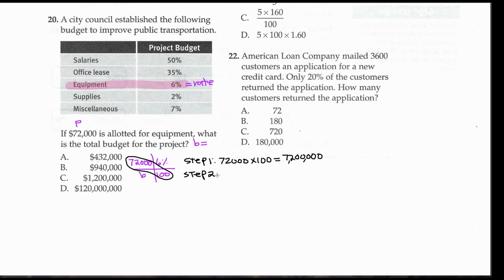Now step 2, we need to divide that answer, 7,200,000, by 6. 6 is the one that is going with the base. So we may have to set up the problem like this. 6 goes into 72 with the 5 zeros. Every 3 is a comma.